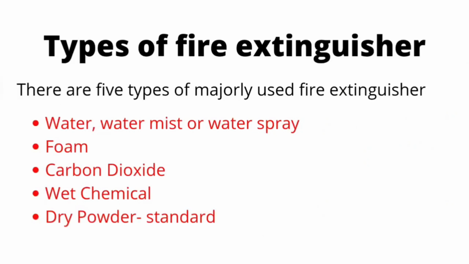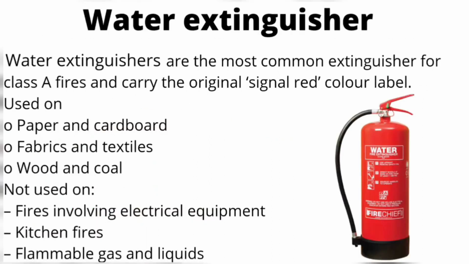There are 5 main types of fire extinguishers: water extinguisher, foam extinguisher, carbon dioxide extinguisher, wet chemical, and dry powder standard extinguisher. Water extinguishers are the most common extinguisher for Class A fires and carry the original signal red color label. Water fire extinguishers are used on paper and cardboard, fabrics and textiles, wood and coal. Not used on fires involving electrical equipment, kitchen fires, flammable gas and liquids.